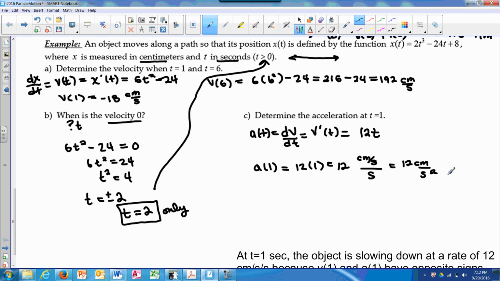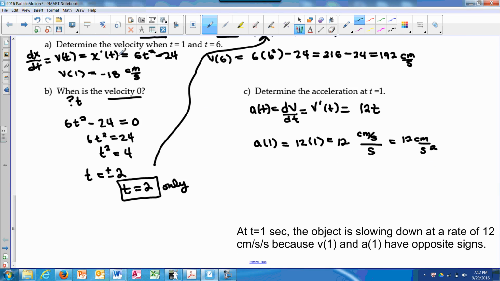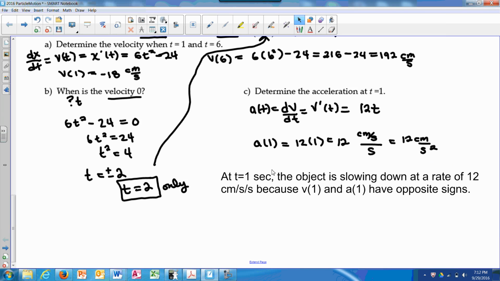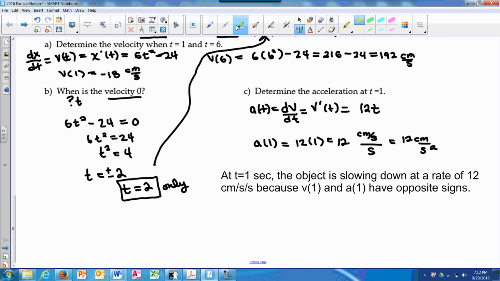Remember, it's centimeters and seconds. Remember that velocity is really a change in position over a change in time. So that's centimeters per second. The negative represents the fact that if we were on the x number line, we would be moving to the left at a speed of 18 centimeters per second.